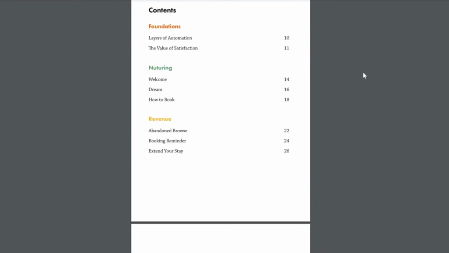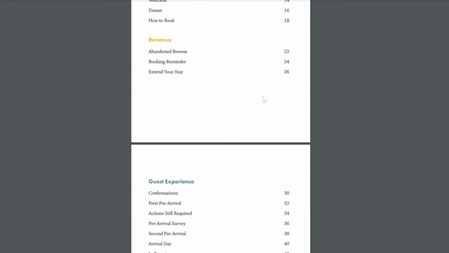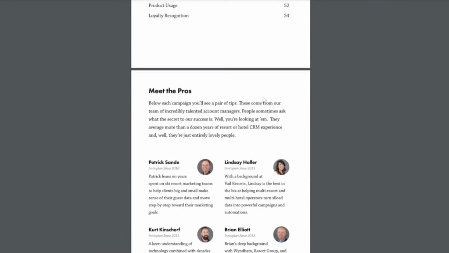First is the table of contents. Really simple. We break it out by a few pieces. The first is a bit of a foundation. We want you to understand some of the principles and the ideas behind automation so that you appreciate and can kind of see the value in some of the things that we're going to talk about in the book. And then we break it out into 4 different areas: nurturing, revenue, guest experience, and loyalty.